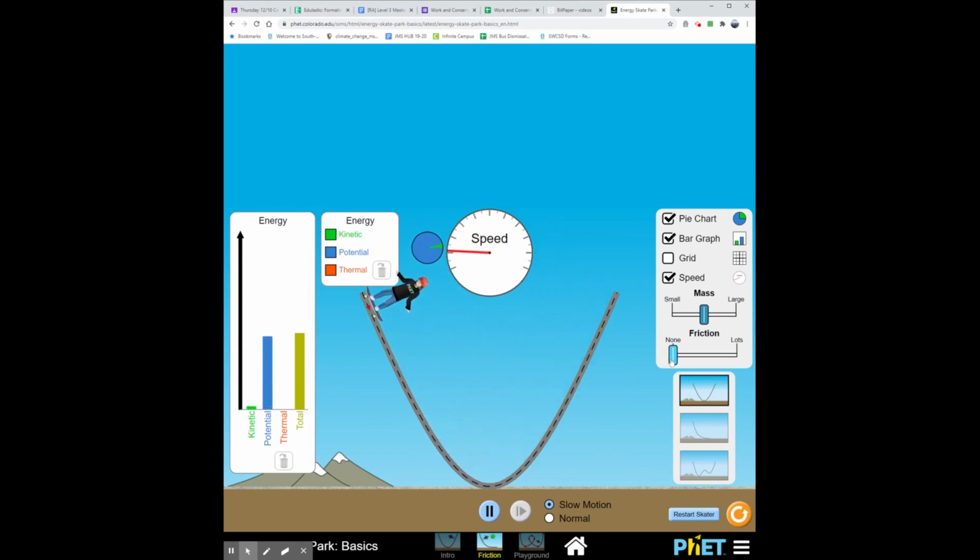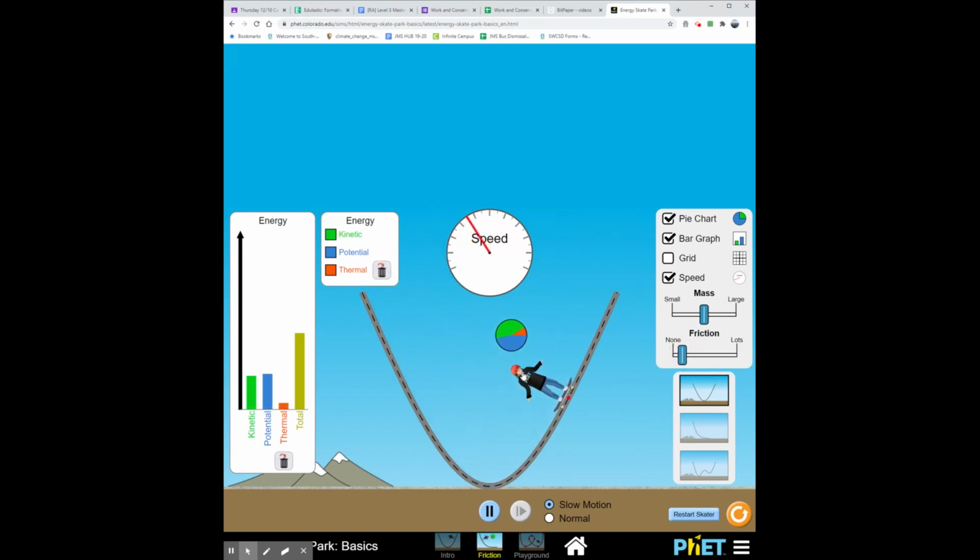If we introduce friction, then energy can be both kinetic and potential, but it can also become thermal energy because friction, the surfaces rubbing, is going to not create, but transform energy from this pie chart, from this bar graph, into thermal energy. So let's add a little bit of friction and see what happens.